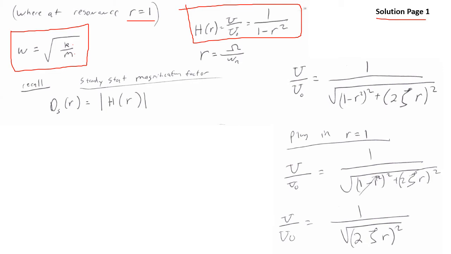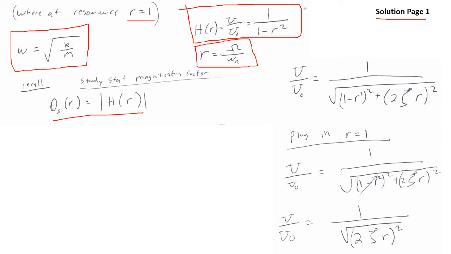And my R in this relationship is my ratio of my omegas here, my omega over my omega sub n. Now we can recall that for steady state magnification factor here, D sub S of R is equal to the magnitude of H(R). So we have that relationship there as well. So we want to solve for U over U naught here. We have the relationship 1 over the square root of (1 minus R squared) squared plus (2 times my damping coefficient times R) quantity squared.